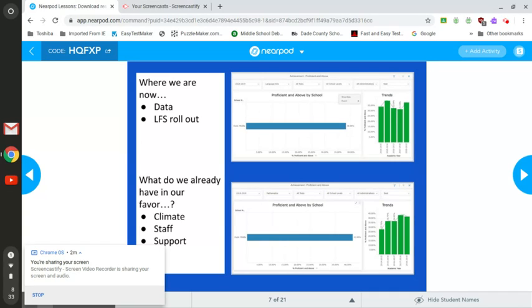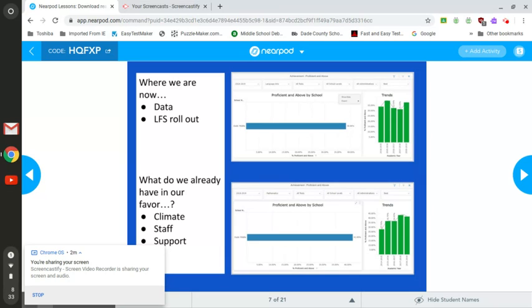So let's look at where we are right now. As far as the data goes, we've already talked about this. We're basically at about 35, 40% or so as far as our proficiency rate in ELA and math. And you can look at this screen and see it's pretty much stayed steady. There hasn't been a huge gain or loss in that. We're just maintaining.